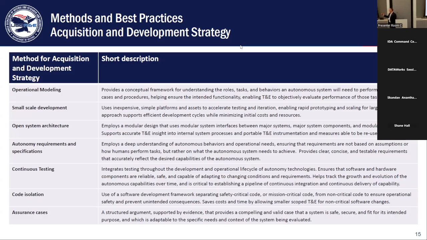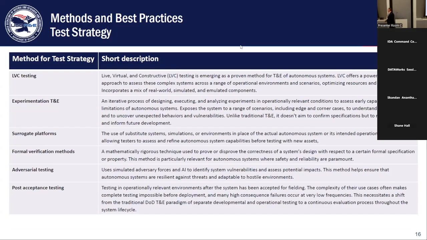Small scale development, open architecture, yeah. Continuous testing, I kind of talked to earlier that test is a continuum. Both left and right of traditional DT is important for these systems. Assurance cases, I kind of talked about that a little bit. There are established tools and ways to do assurance cases well, where you combine multiple data from multiple different sources and aggregate that to build a compelling argument for certification or safety or security or whatever your concern is.